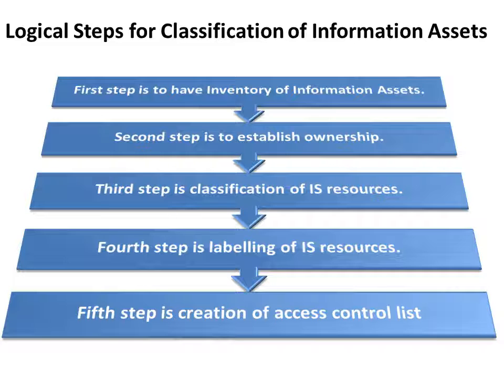It's to have the inventory of information assets. Once you are ready with the inventory, you need to establish ownership for each information asset. Once ownership is ready, the data owner will help you to classify the resources, whether it's critical, sensitive, public, or private. Once classification is done, you need to label that particular information asset. After labeling, your last step is the creation of an access control list. For example, who can access the sensitive data, who can access the private data, who can access the public data.